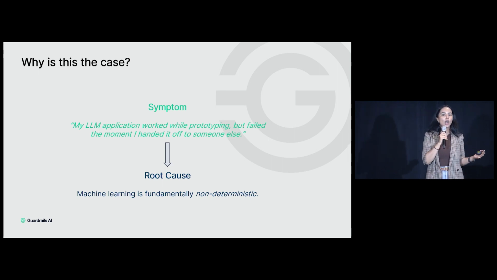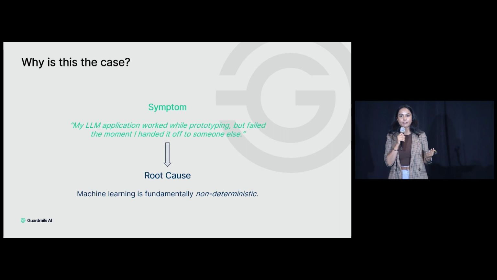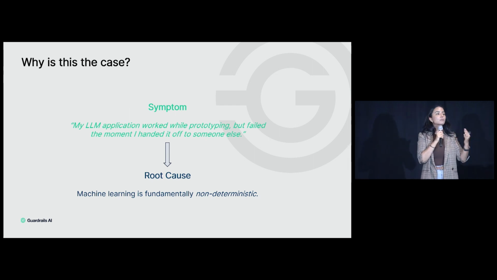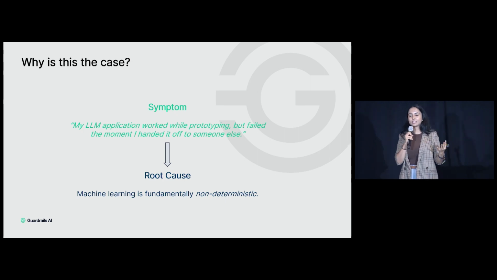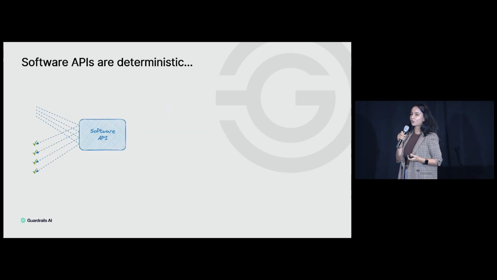A very, very common symptom as you're working with generative AI and these really large reasoning models is that my application worked while I was prototyping, but the moment that I shared it or sent it over to somebody to test out in production, it failed or it had these weird errors or it basically did not behave how I wanted it to. And the root cause for this symptom is that ML is fundamentally non-deterministic. And so it works very differently compared to software.